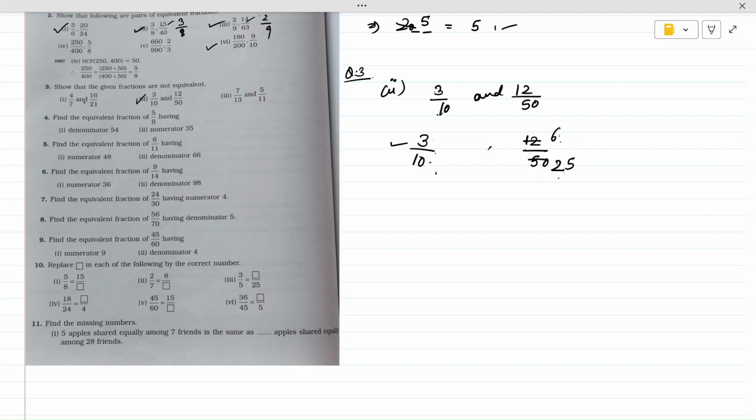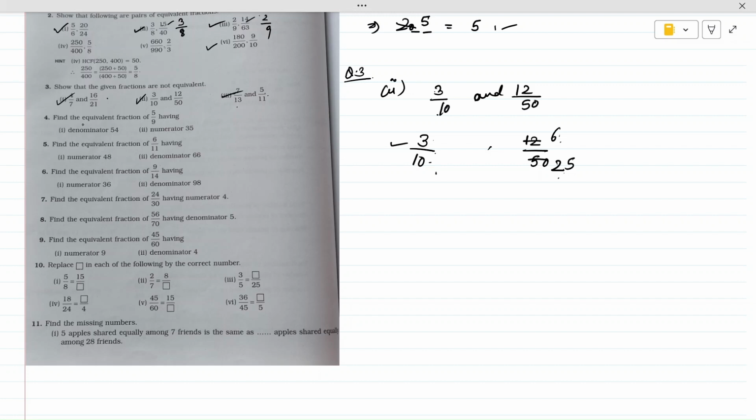Similarly, we can also find 16 by 21, and the other one we have 7 by 13 and 5 by 11. So 7 by 13 cannot be simplified again. This is the simplest form. 5 by 11 is also the simplest form. That means they are not equivalent. Similarly, if we see here, we have 16 and 21, which do not have any common factor in any table. So they are also not equivalent, right?